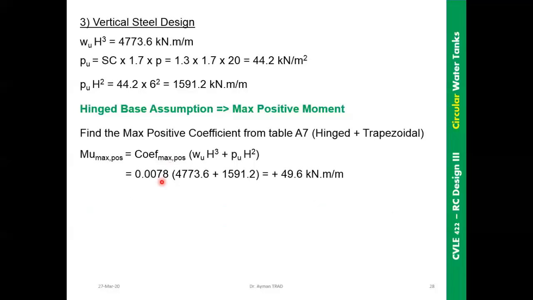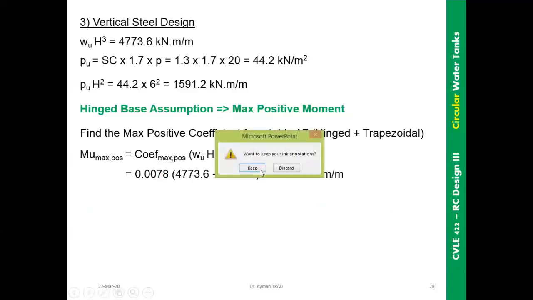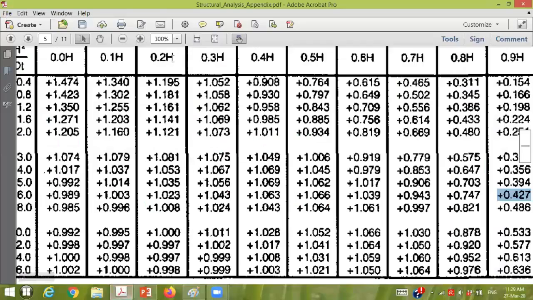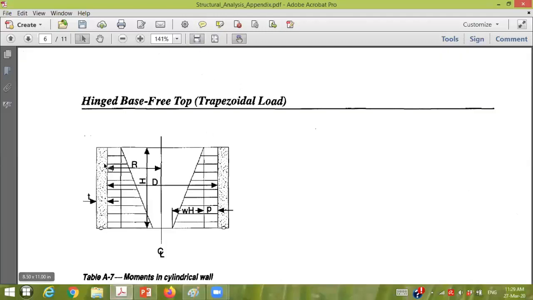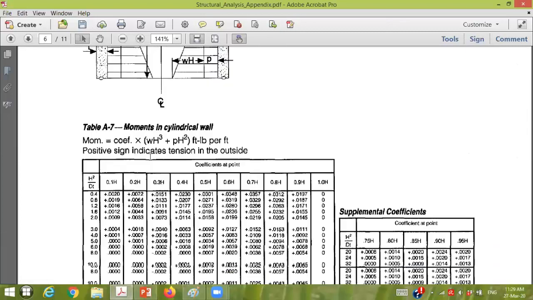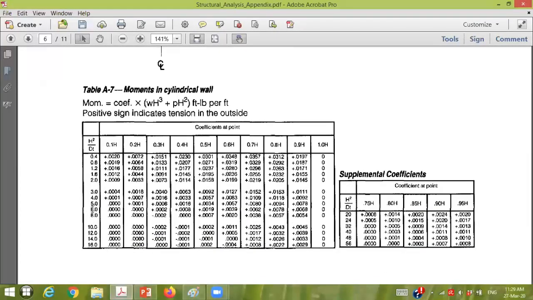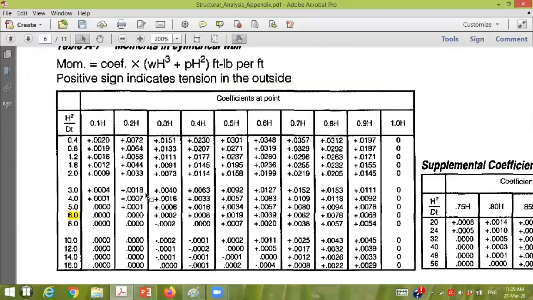So we'll go to the table to make sure. We said in table A7 here we have hinged base, free top, trapezoidal load, H square over dt equal to 6. And our objective is to look again: moment is equal to coefficient times W ultimate H cube plus P ultimate H square. We calculated these values, now I want to know the coefficient. So we'll look in this line for the maximum positive coefficient to have the maximum positive moment.